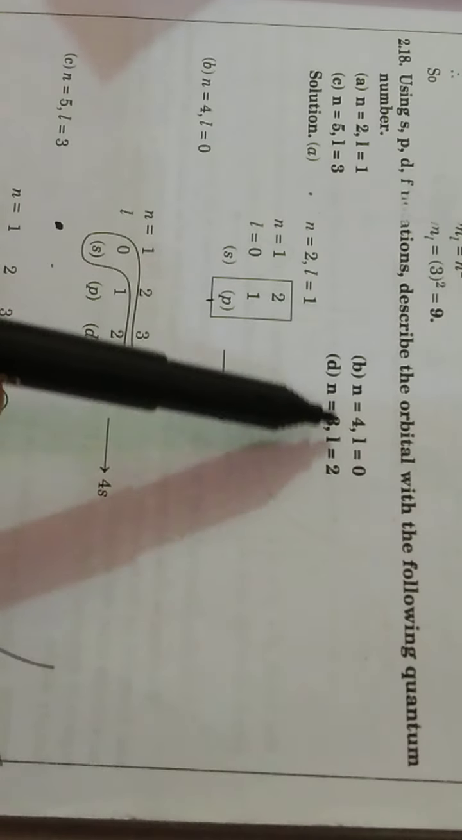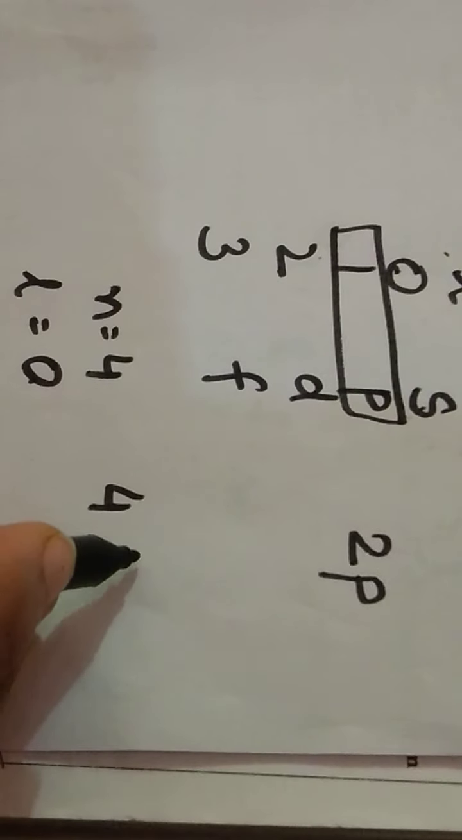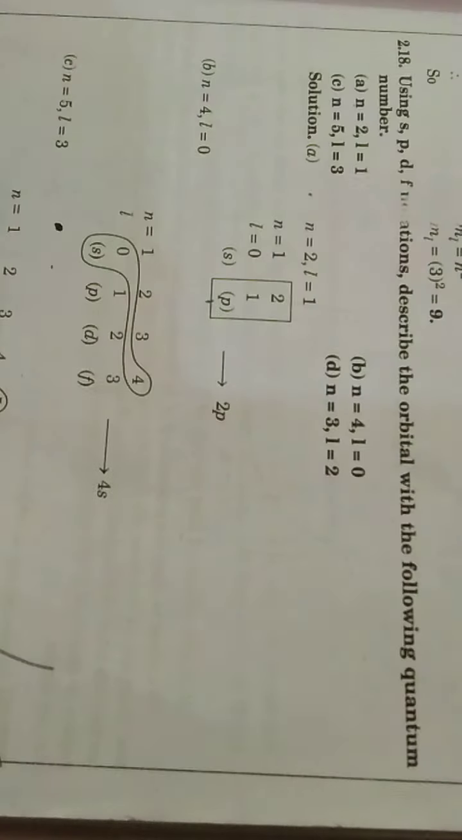Now we have n is equal to 4 and L is equal to 0. Now children, this is the question: n is equal to 4, L is equal to 0. Whatever n is, we write it first, and L we see from this. For 0 we have S. So this will be 4s orbital. Got it children? It is 4s orbital.